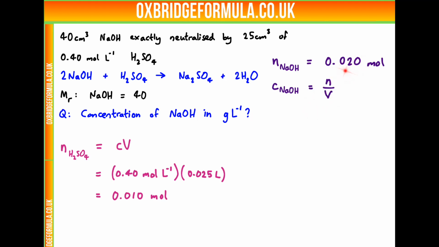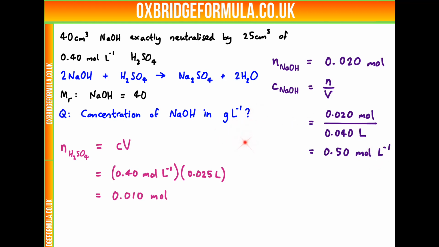We have 0.02 moles, but what do we have to do to our volume? So let's change it into litres again. So 40 divided by 1,000 is 0.04 litres. 0.02 divided by 0.04 is the same as 2 divided by 4, which is 0.5. So that's a concentration in moles per litre, but is that our final answer? No, it's not, because the question asks us to give it in grams per litre. So how can we change from this unit to this unit?